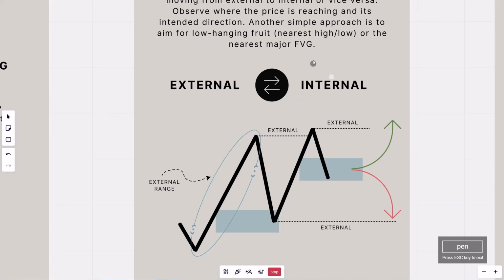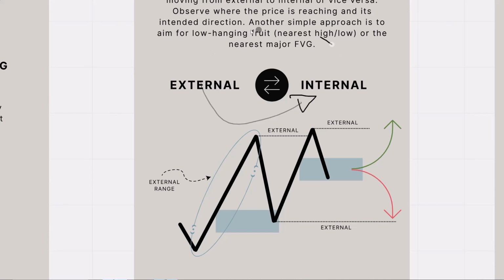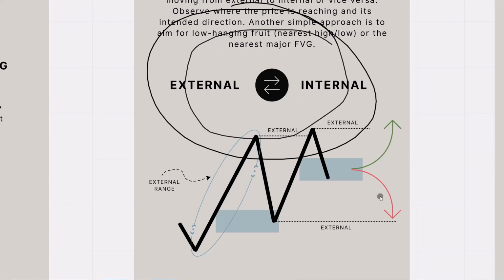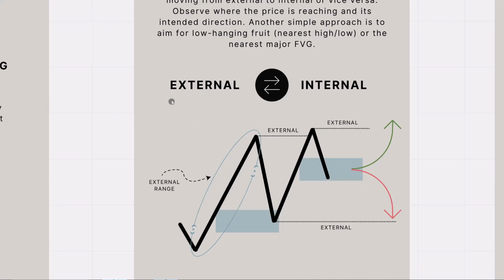Now, what does that mean? You see, internal to external or external to internal. That's the move. That's the cycle of the market. Now, what does that mean? That means, first of all, external is highs and lows. Internal is fair value gaps, right? So internal is fair value gaps. External is highs and lows.